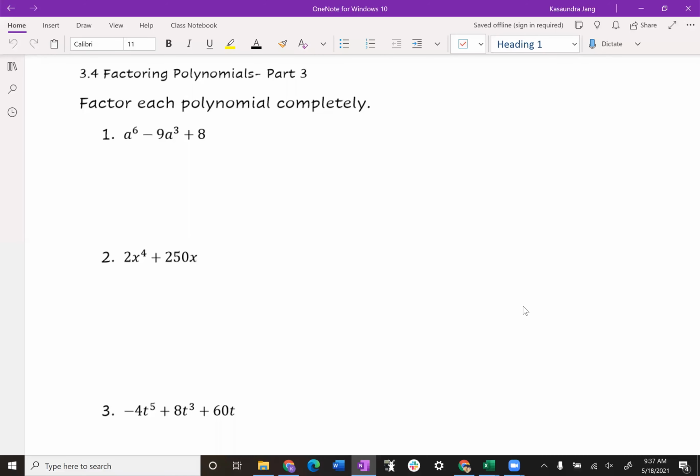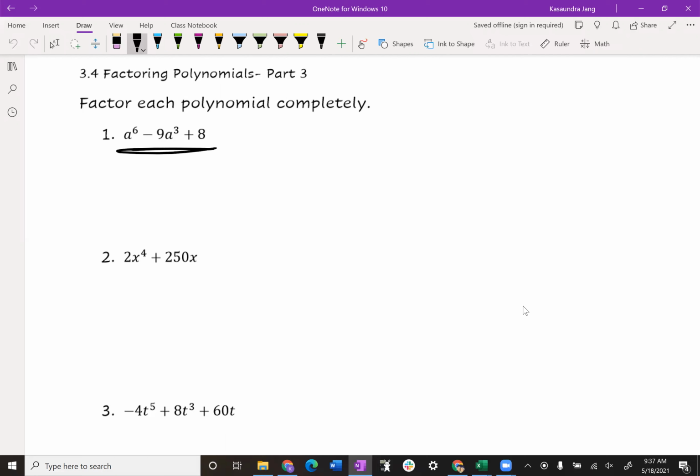All right, 3.4 part 3. We're going to start by factoring, and I usually ask myself, is there a GCF, or greatest common factor? On this particular problem, number 1, there is no GCF. So I'm going to move on to doing some u substitution, actually.